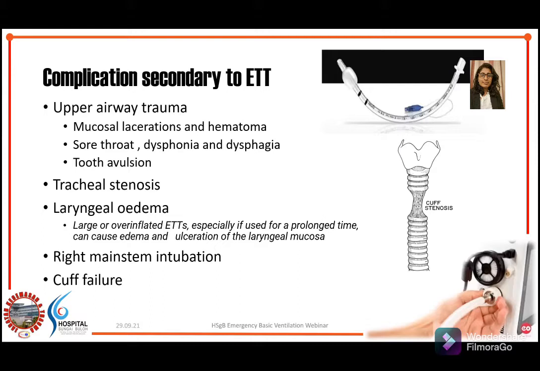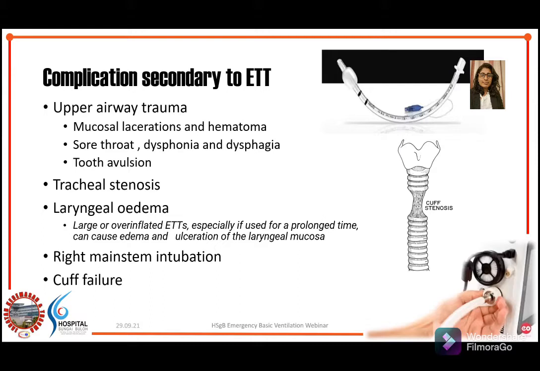Right main stem intubation is a common complication when you have inserted the ETT way too deep into the airway and it goes only into the right lung. What can happen after that? The patient's only getting single lung ventilation, which is not optimal for the patient.